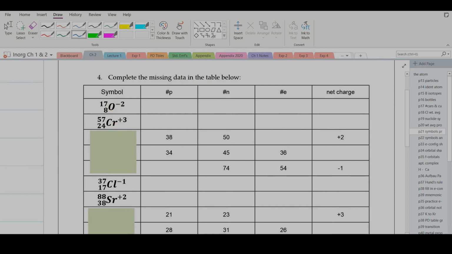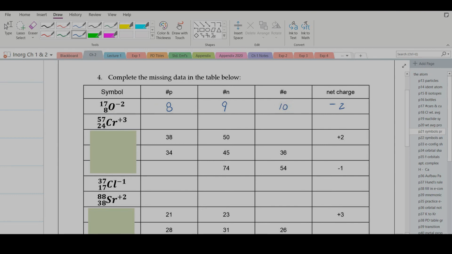So the number of protons, I trust you would say 8 there. The number of neutrons would be the nucleon number, neutrons plus protons, minus 8, and that would be 9. The charge is given here, it's minus 2. So how many electrons are there? Well, if the charge is minus 2, there must be 2 more electrons than there are protons, so therefore the number of electrons must be 10, 2 more than 8.